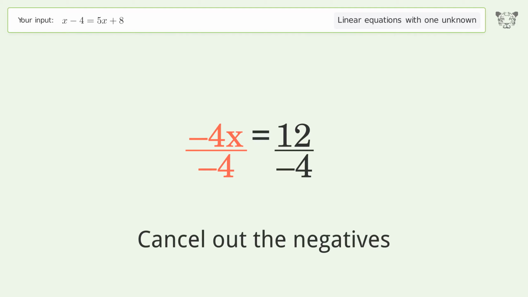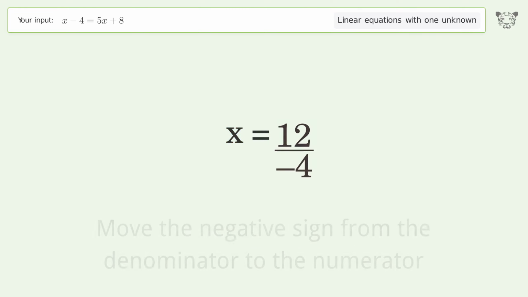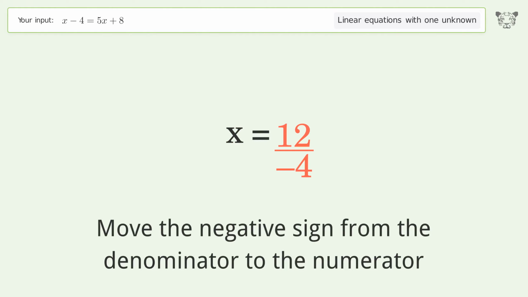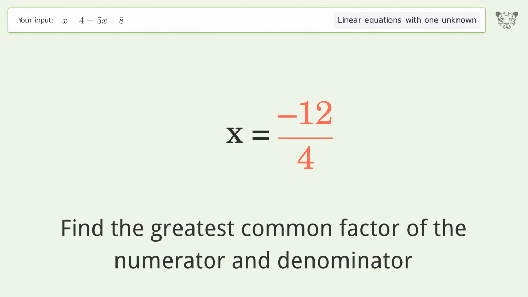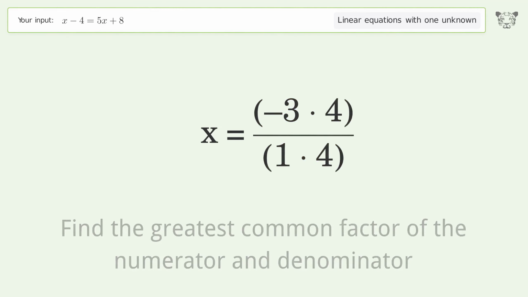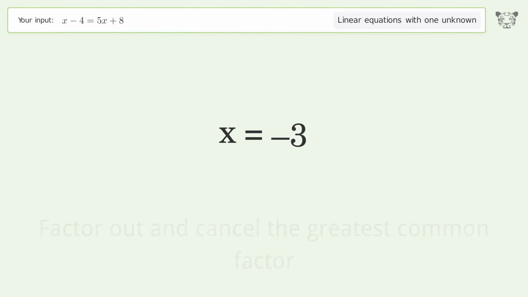Cancel out the negatives. Simplify the fraction. Move the negative sign from the denominator to the numerator. Find the greatest common factor of the numerator and denominator. Factor out and cancel the greatest common factor. And so the final result is x equals -3.